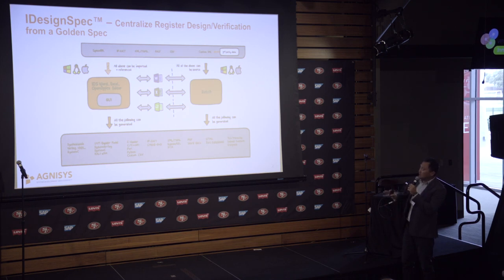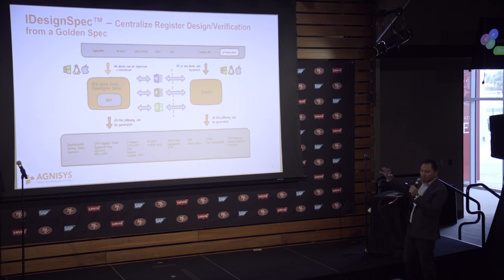This is iDesign spec. We have a solution to centralize the creation, the design, and verification of the register spec. The register specification and memory maps are a big part of the functional spec. Typically, in huge SOC teams, these IPs could be in IP-XACT, system RDL, could be in Word or Excel, or some of our customers have actually even said that some of them exist via email. So we don't want that.